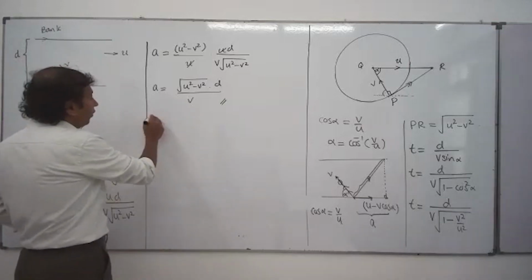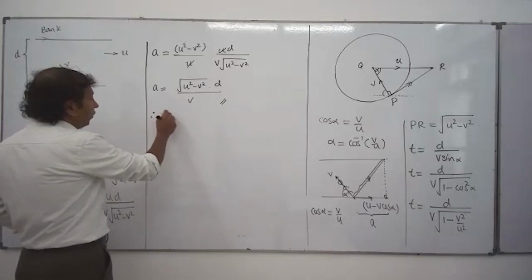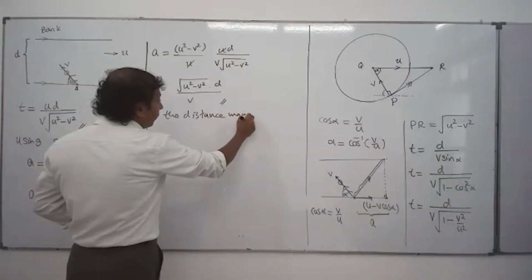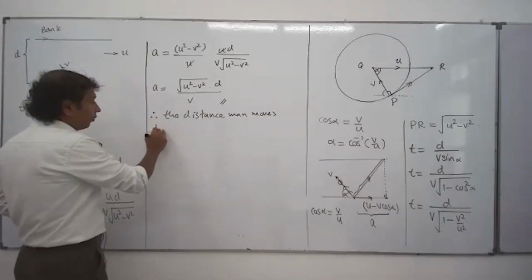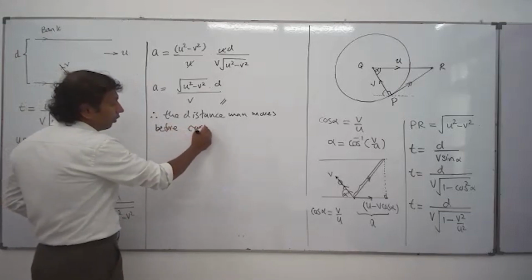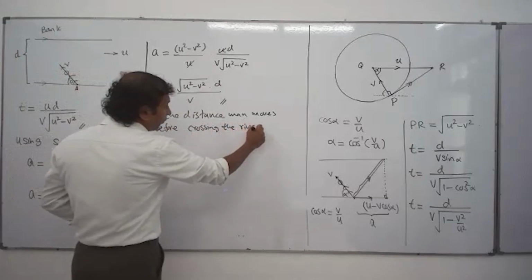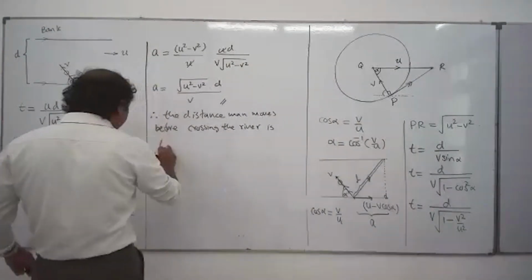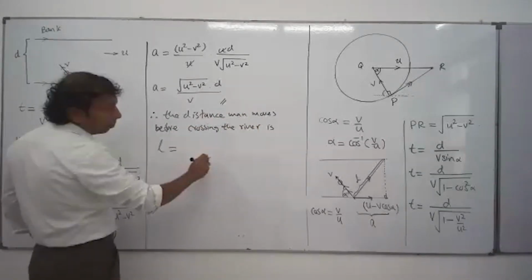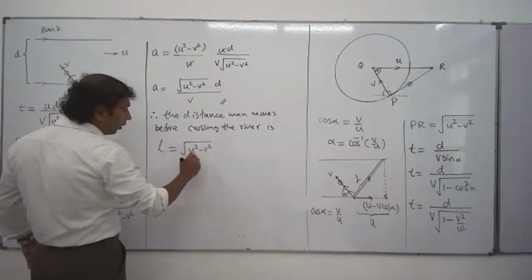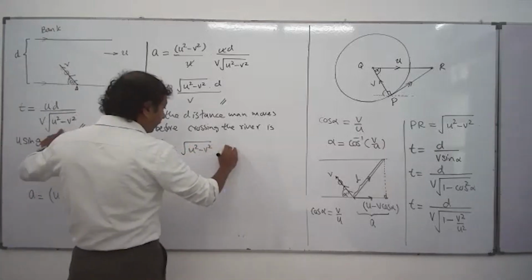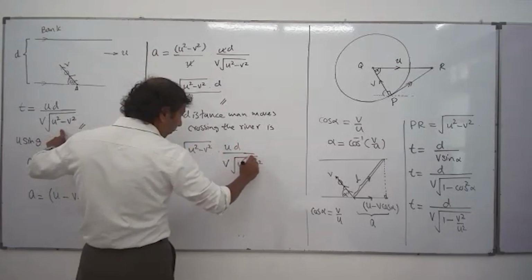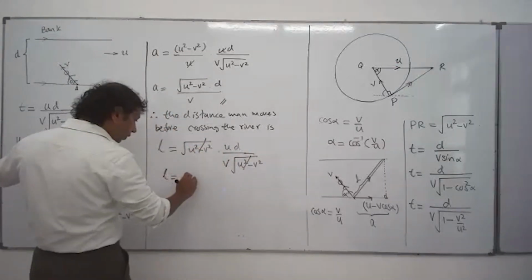Then the actual distance the man moved. Therefore, the distance the man moves before crossing the river is, let us take this as L. L equals velocity, what? Square root of U squared minus V squared. Time is this: Ud divided by V times square root of U squared minus V squared. This and this you can cancel down. L is Ud by V.